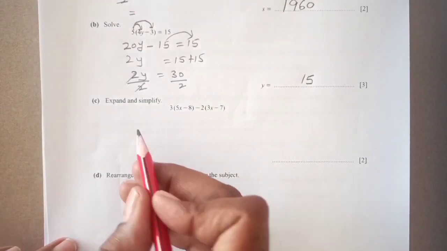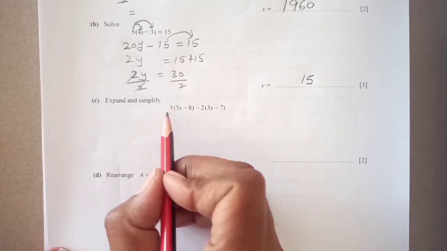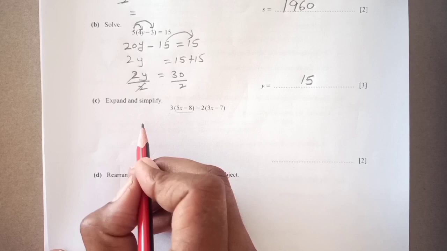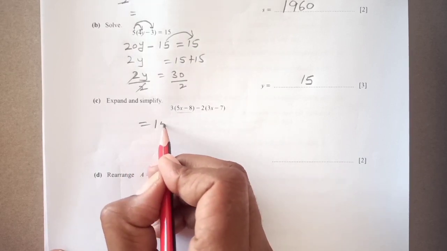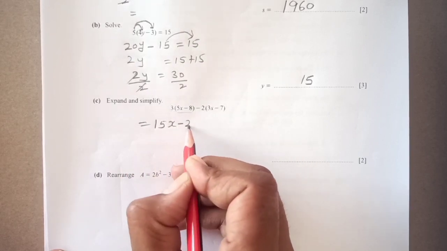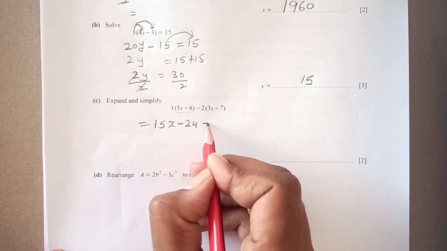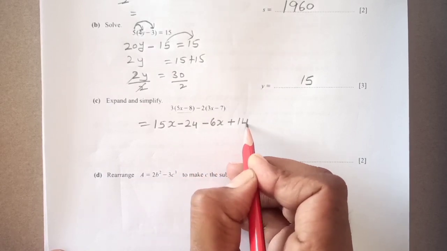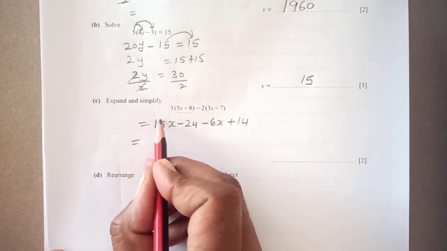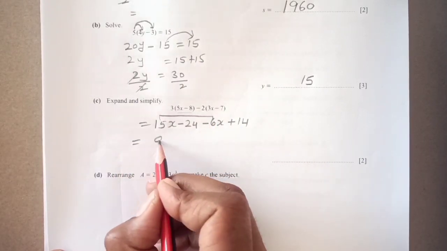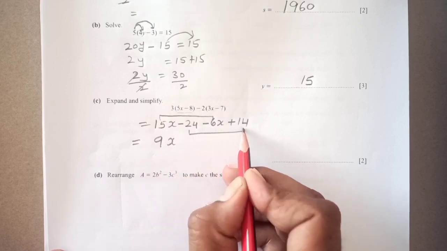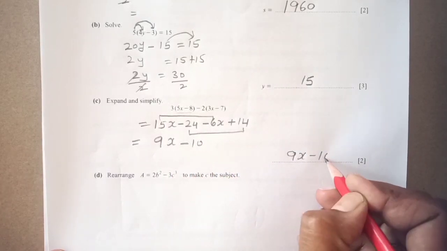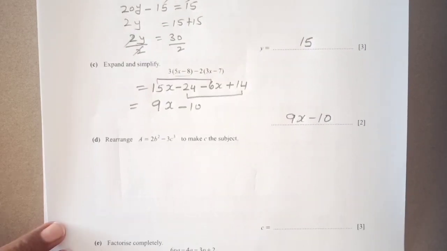Now part C, expand. So expanding the brackets. So 3 is going to multiply both of them. So 3 times 5 is 15x. 3 times 8 is 24, negative 2 times 3, negative 6x, negative and negative is plus 14. Now combine the like terms, 15 minus 6 is 9x, 14 and 24 minus 10. So 9x minus 10 is the final answer.